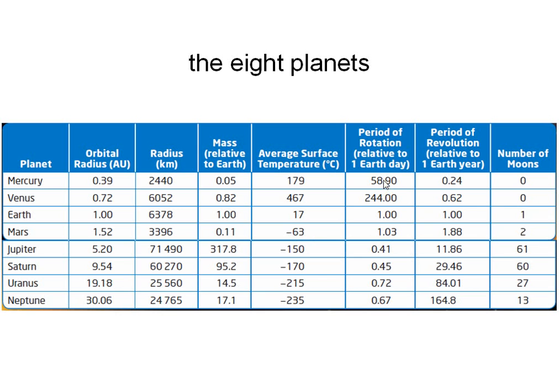Mercury rotates too slowly, right? Venus also rotates very slowly, and the gas giants rotate a little bit fast, right? It takes them about half a day to have one rotation.